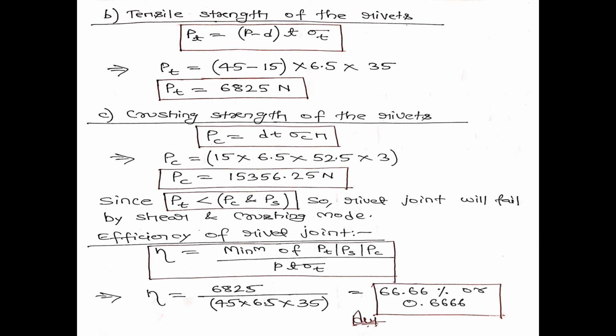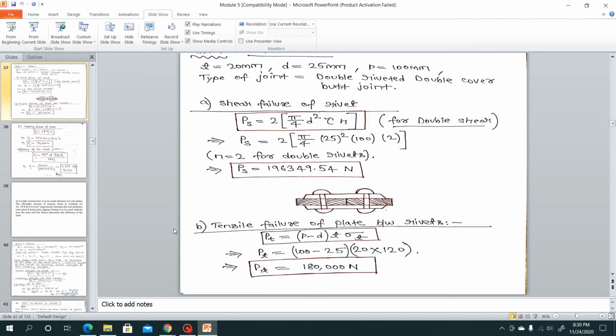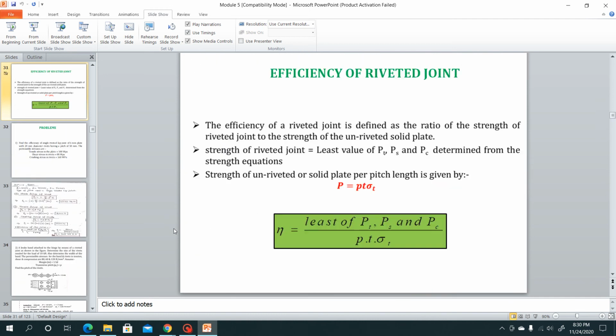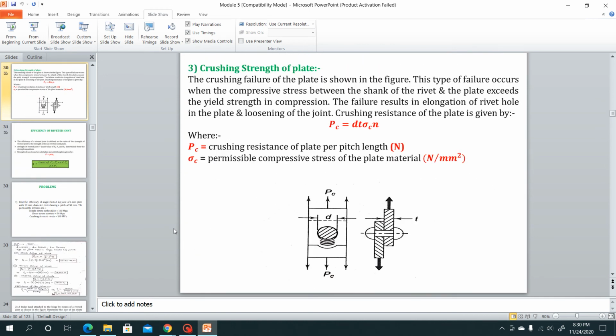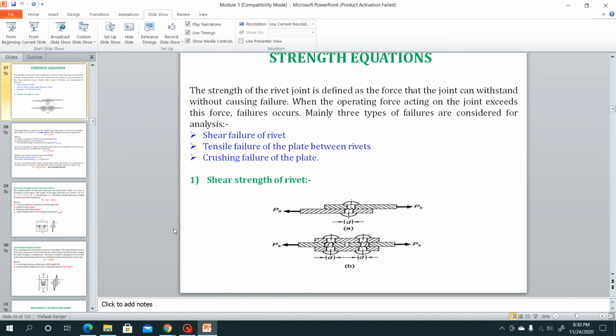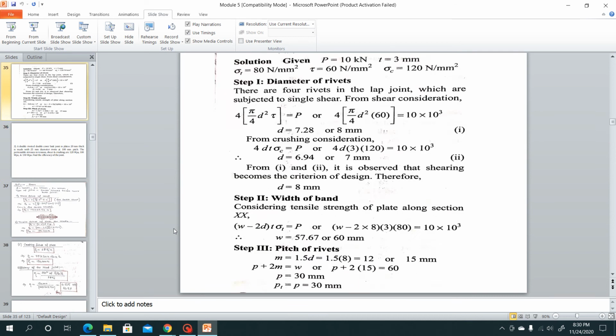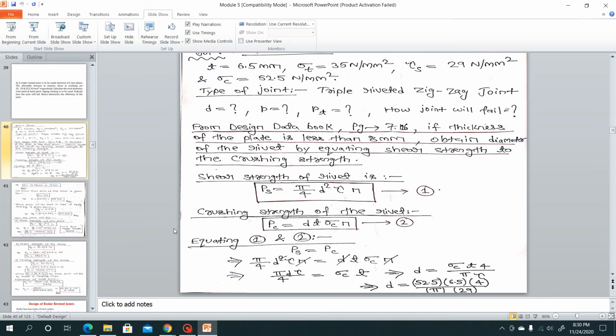Okay, so the strength equations which we have discussed in the last few classes, that means the efficiency equation, the crushing strength equation, the tensile strength equation, and the shear strength equations, you can expect such types of problems. Some more problems are there in the Bhandari book. Please refer to those problems. Some 2-3 more solved examples are there. Please refer to those problems.